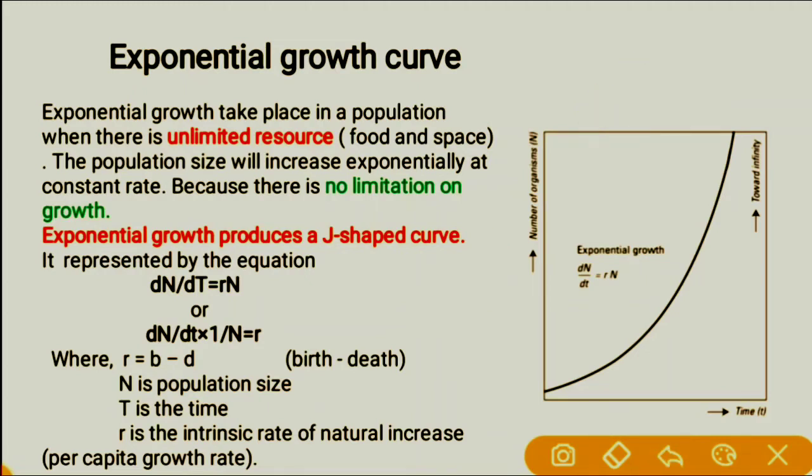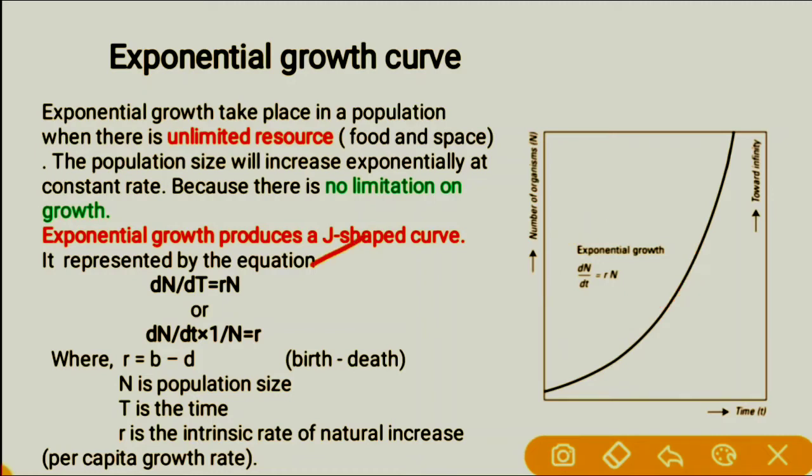So what will be the graph in an exponential population? The graph will show a J-shape. The population graph will show a J-shape in the exponential growth curve. Why the J-shape? Because the population will continue to increase toward infinity because of unlimited resources. Now the equation for the exponential growth curve is given here.